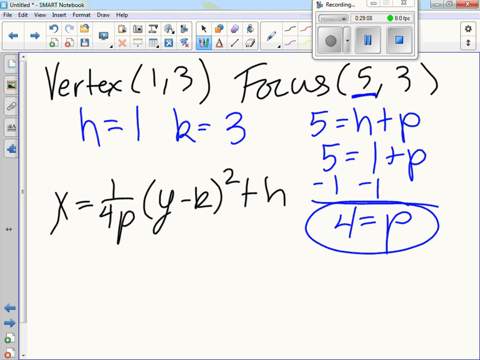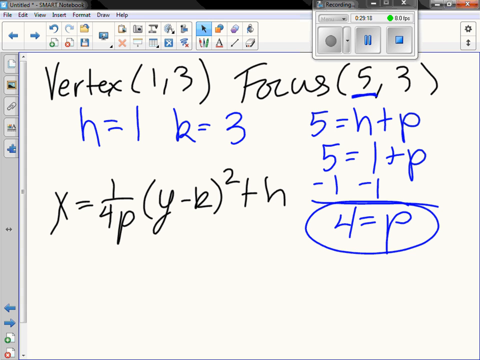Four is equal to p. Questions on this here? We good with this here? Now all we have to do is what? Plug it in.